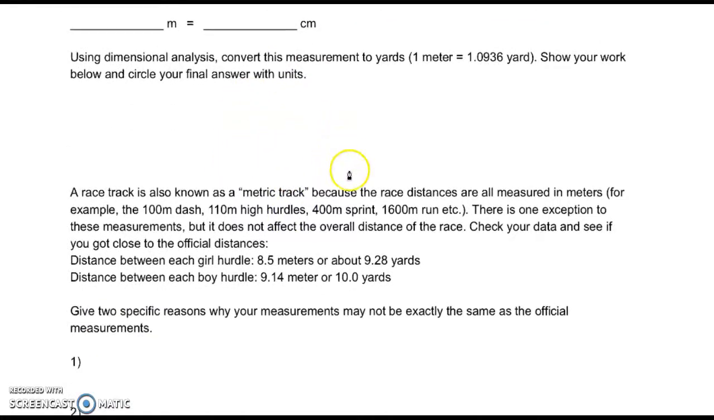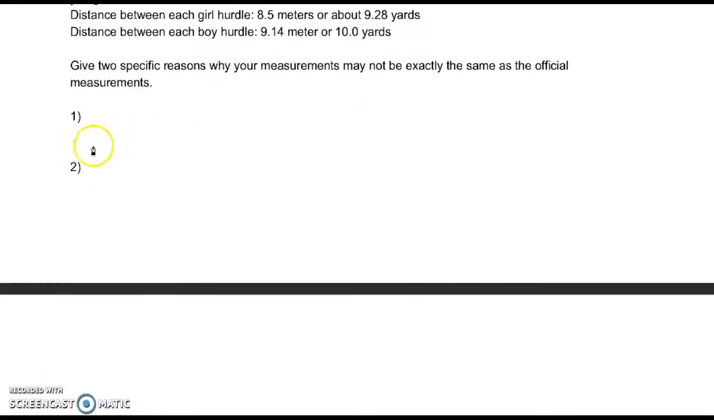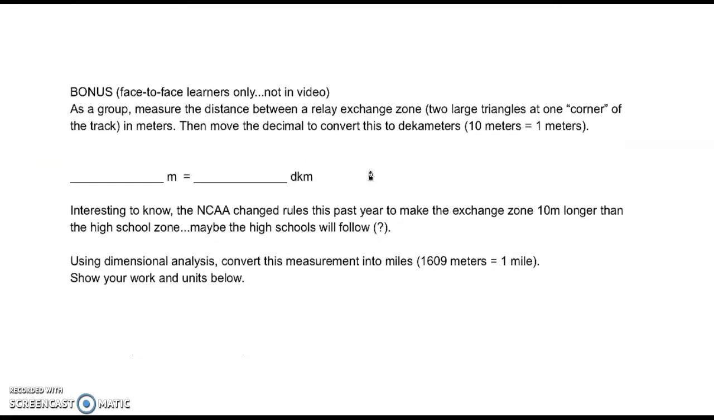You're doing another dimensional analysis problem. And then the racetrack is a metric track. So that's what we got going here. And then you're calculating some errors, basically why would they not be exactly the same?